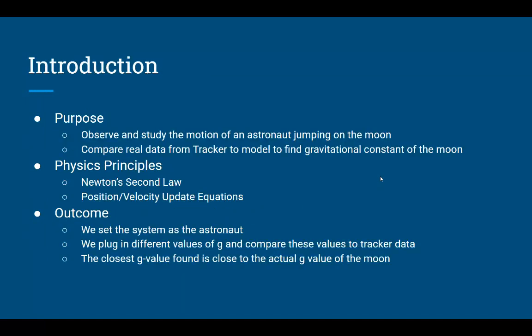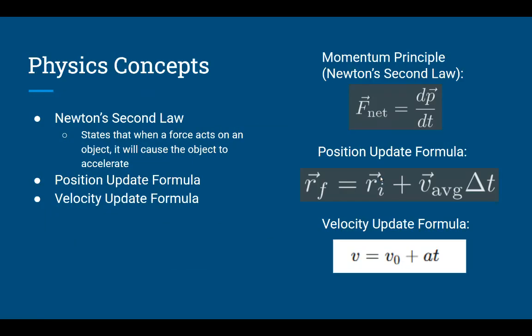For my lab, I picked an astronaut jumping on the moon, and we're going to use this data from Tracker, which gives us what the actual constant is, and then compare that to a model to see if we can find what the gravitational constant of the moon is. Our physics principles are Newton's second law and our update formulas. The outcome is that we set the system as the astronaut, plug in different values of G, and compare these values to the Tracker data. The closest G value found is close to the actual value of the moon, which is pretty cool.